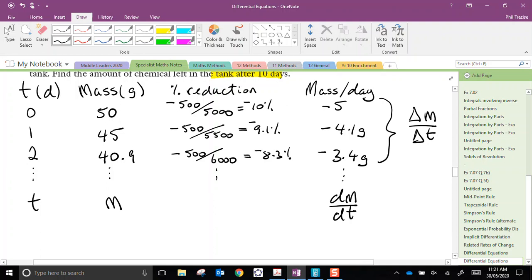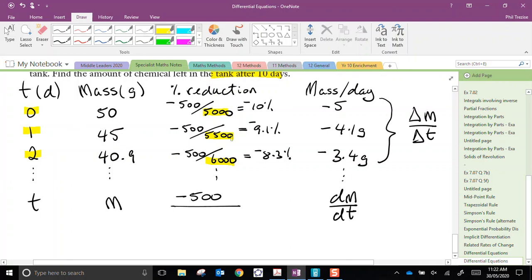And this percentage reduction column, well, that's a little bit harder, isn't it? It's a ratio. The ratio always had the number negative 500 on the top of it. But what about the number at the bottom? The number at the bottom was 5,000, then it was 5,500. So this number here changes. And this number, well, because I have dm/dt, I need to work t into my formula. Let's see how that denominator value is changing in relation to time.